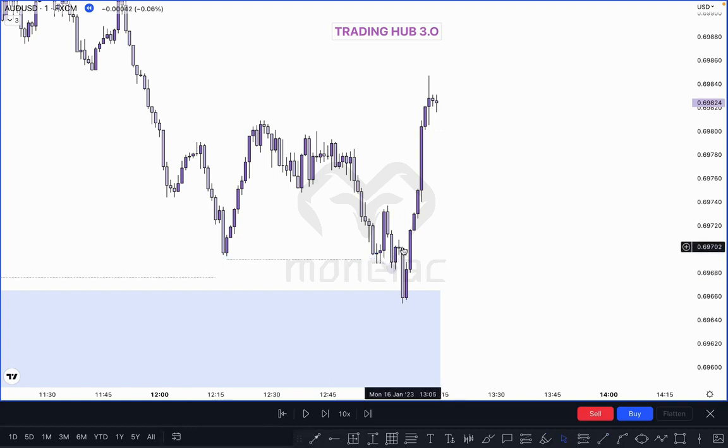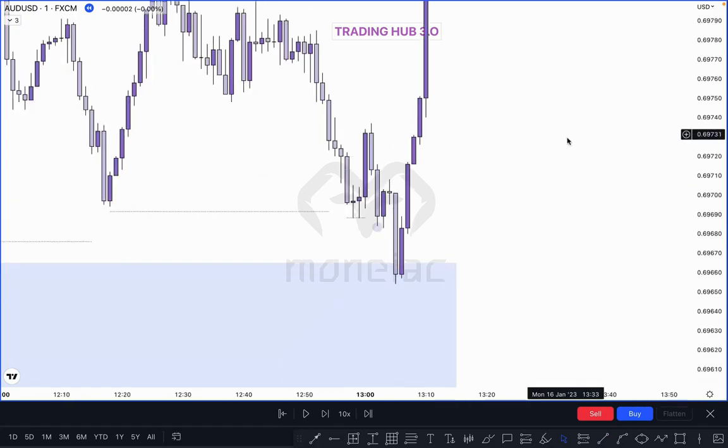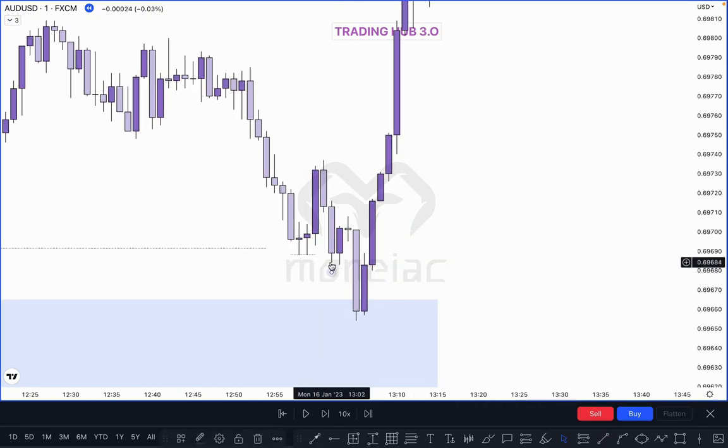This one is our actual valid pullback here. Let me show you exactly: the bullish candle breaks the previous candle low and the next candle breaks the previous candle high. So this becomes our valid pullback here. Simply you can mark this as our ChoCh, and if this bullish candle does not break this low, then this becomes our valid ChoCh.